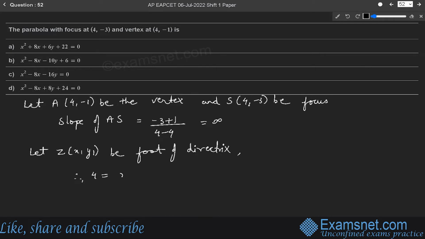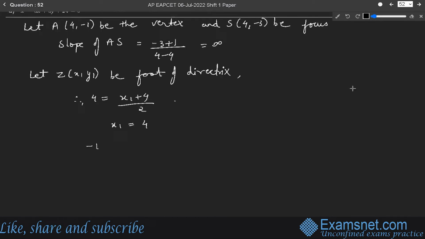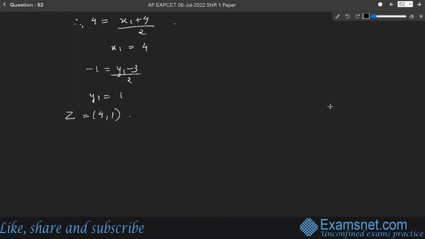Therefore, 4 will be equal to x1 plus 4 divided by 2. So we can say that x1 will be equal to 4. Similarly, minus 1 will be equal to y1 minus 3 divided by 2. So y1 will be equal to 1. So we have the point Z which is equal to 4 comma 1. Also we know that directrix is parallel to x-axis and it passes through the point Z 4 comma 1. Therefore the equation of directrix will be y is equal to 1 or y minus 1 is equal to 0.